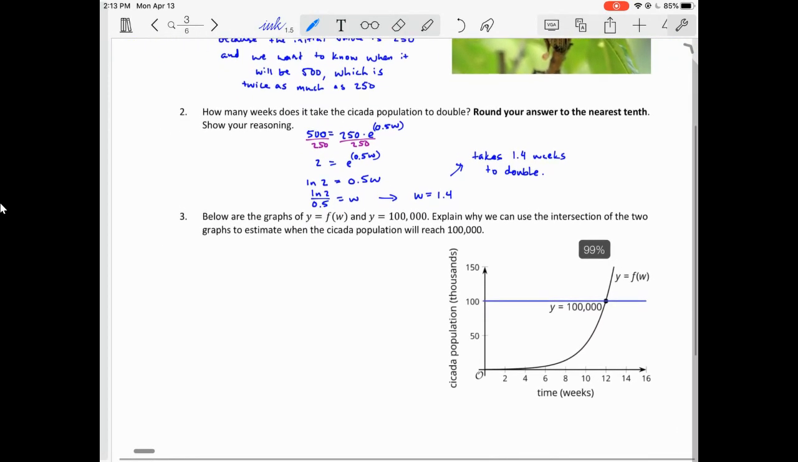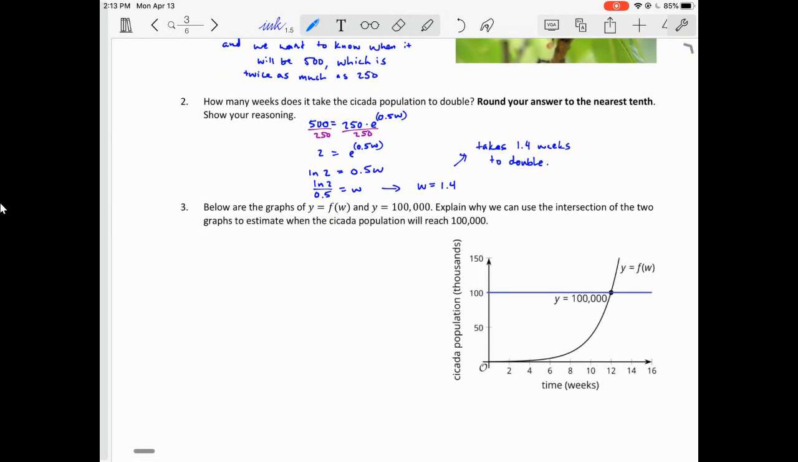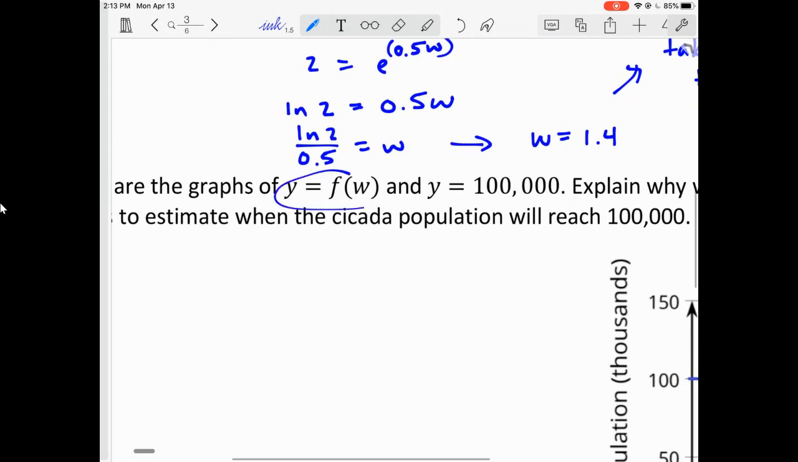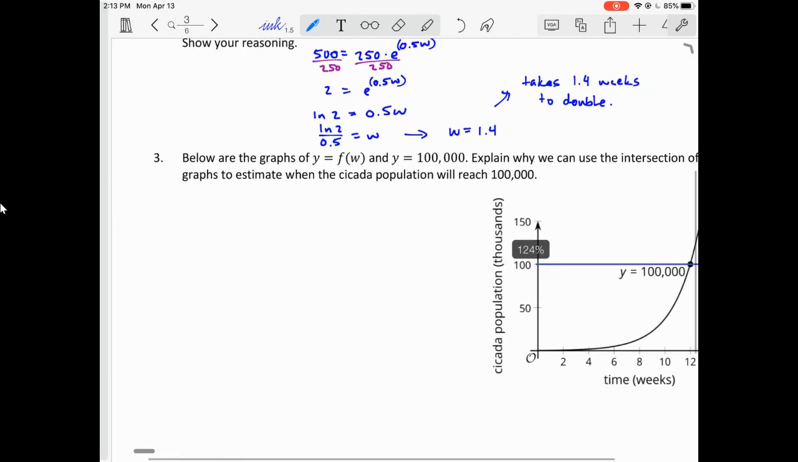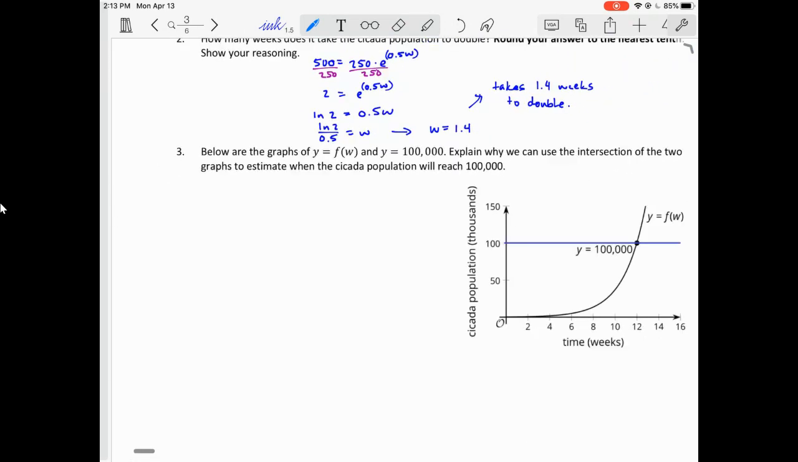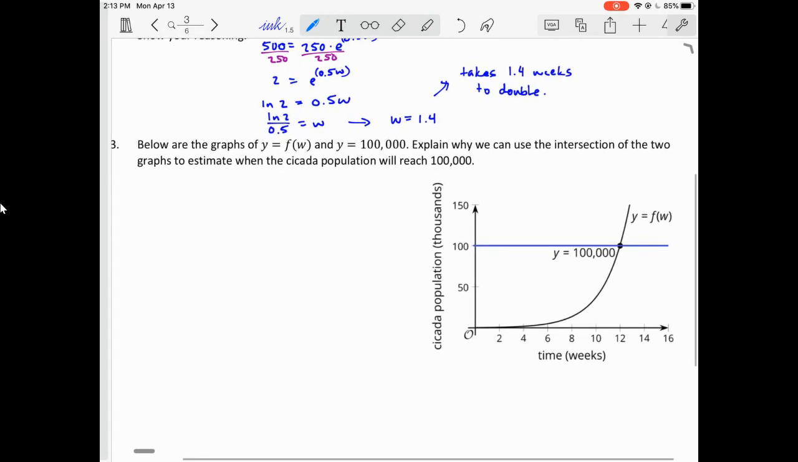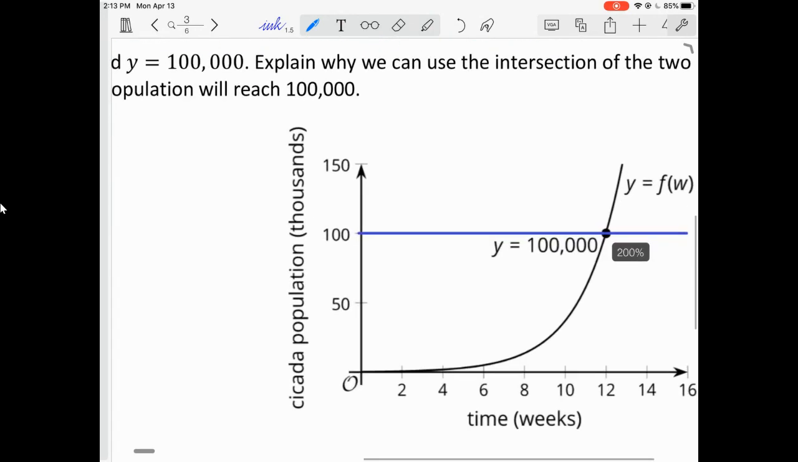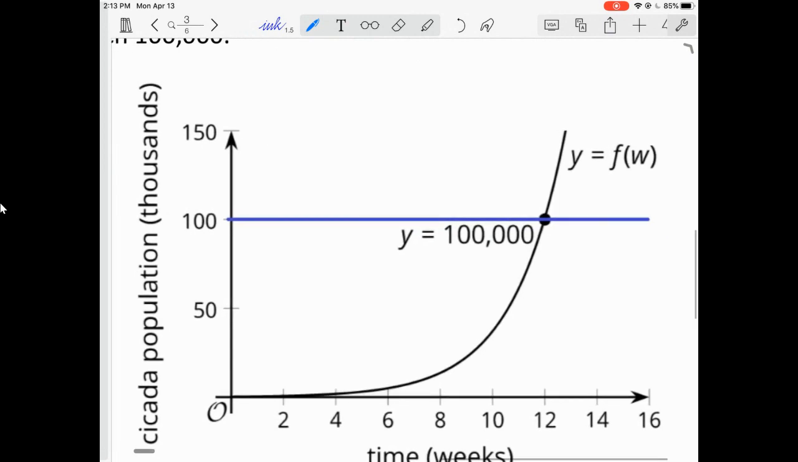All right, and lastly, below are the graphs of y equals f(w) and y equals 100,000. Explain why we can use the intersection of the two graphs to estimate when the cicada population will reach 100,000. Well, looking at this graph, this will tell us exactly how many weeks it took to reach that amount, 100,000. You can enter this into Desmos.